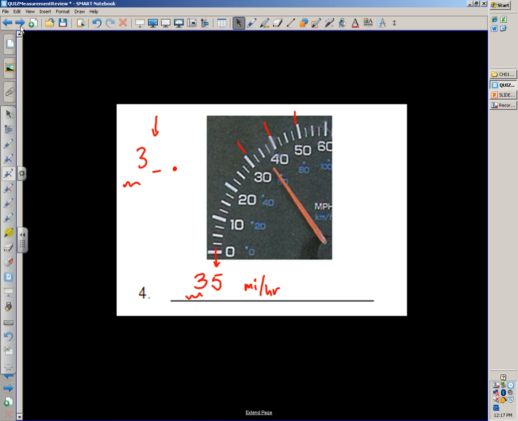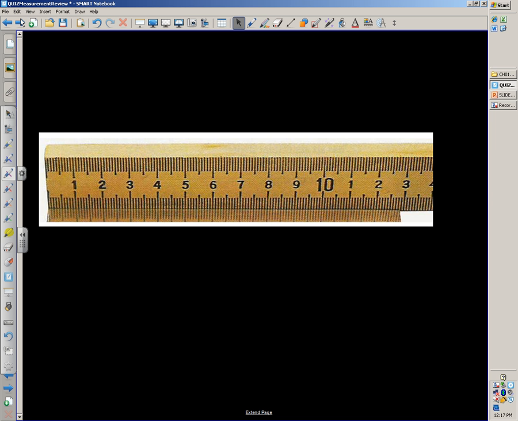Last one, just for some practice. Here's another gold bar sitting next to a meter stick. Take a look at the divisions. The big lines represent 1 centimeter. If you look in between 10 centimeters and 11 centimeters, you'll find 10 divisions. That means each one of those lines represents 0.1 centimeters.